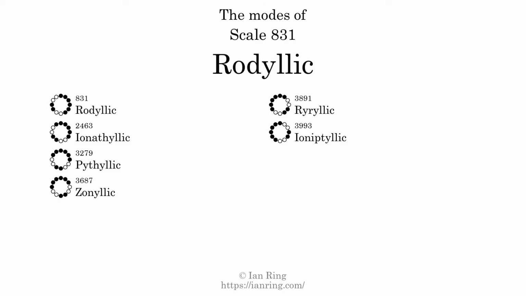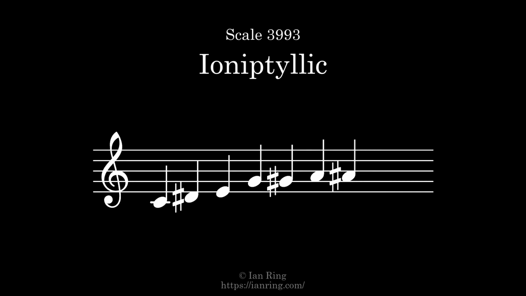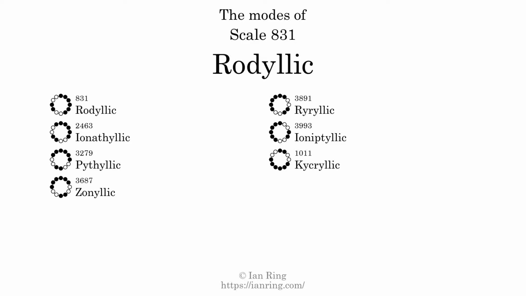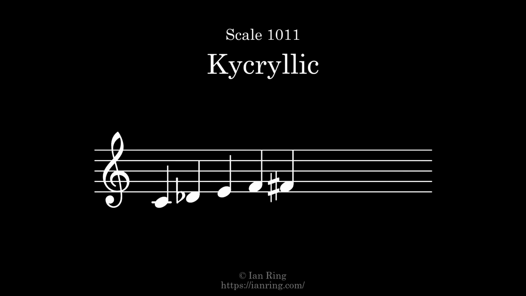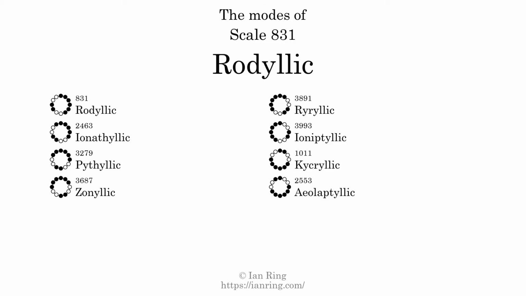The sixth mode is scale 3993, also known as Untitled. It sounds like this. The seventh mode is scale 1011, also known as Rodyllic. It sounds like this. The eighth and last mode is scale 2553, also known as Rodyllic. It sounds like this.